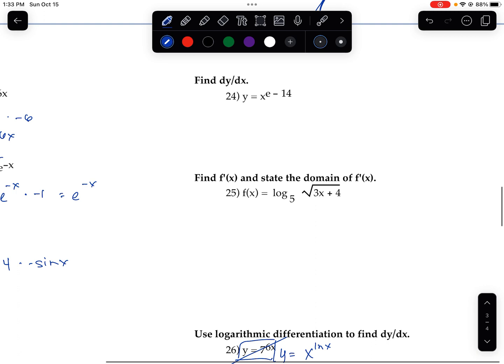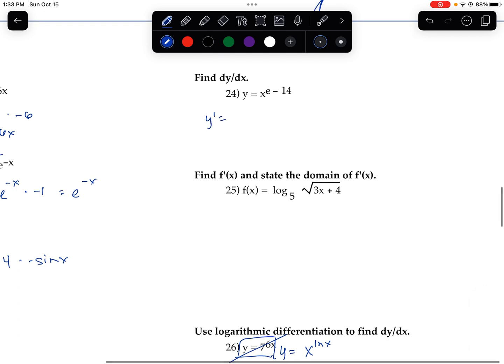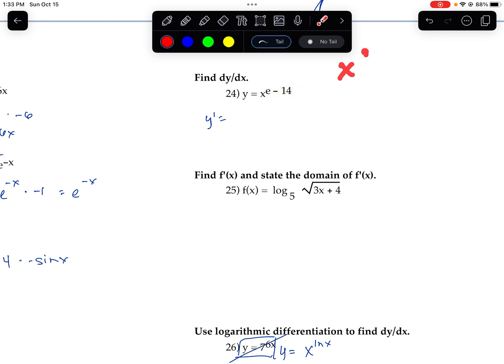Okay, so for 24, y prime will be equal to, note that I just need the power rule. This is x raised to a constant, so it's really just x to the a, which would then turn out to be ax to the a minus 1. So that's the only rule I need to use here. So I'm going to drop the power, and then x raised to 1 less than the power, so that's going to be e times x to the e minus 1, which is e minus 15.